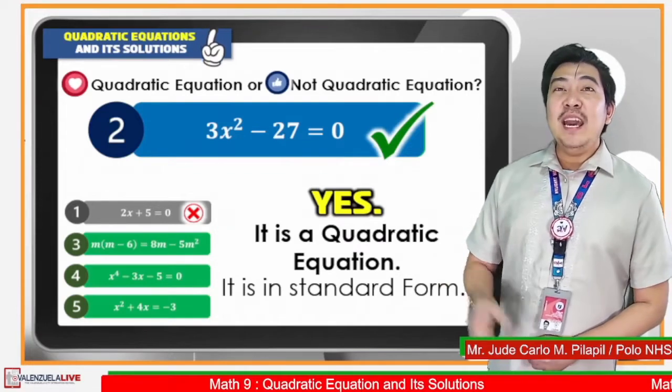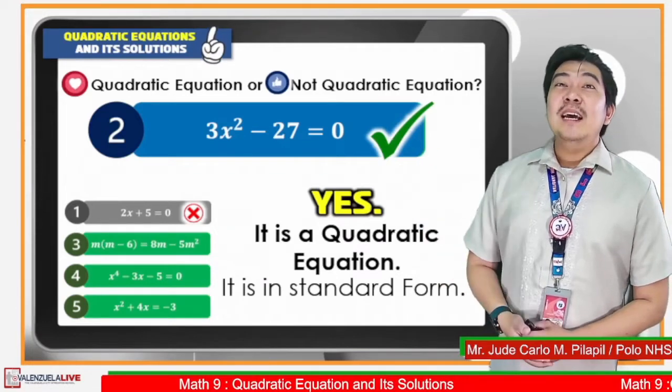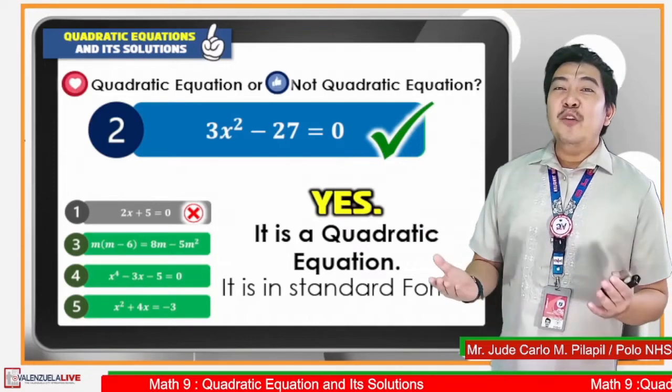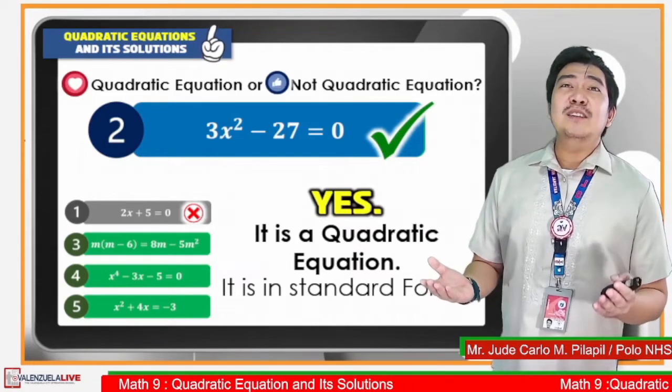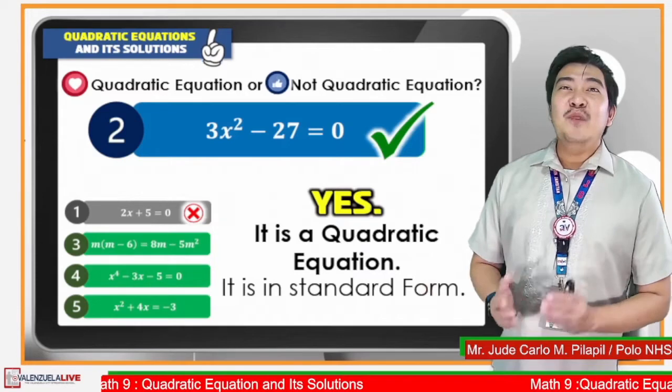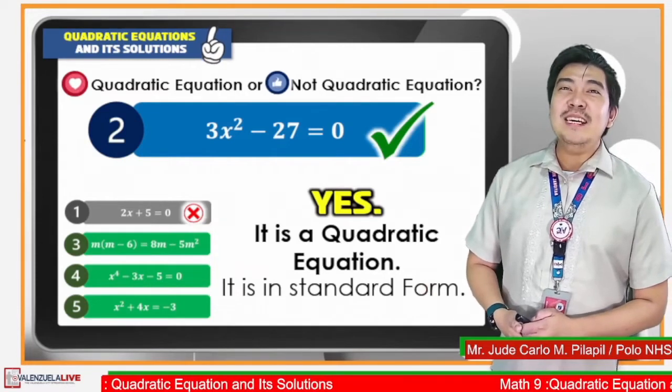The value of A in our equation is 3. The value of B is 0 since there is no linear term. And the value of C is negative 27.